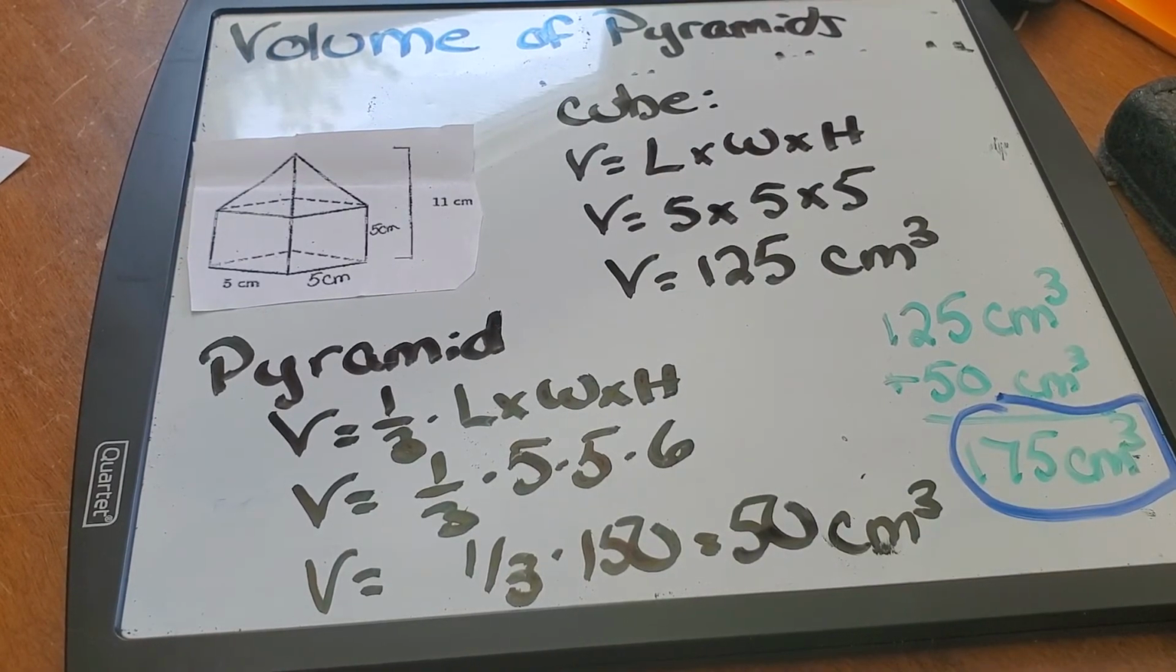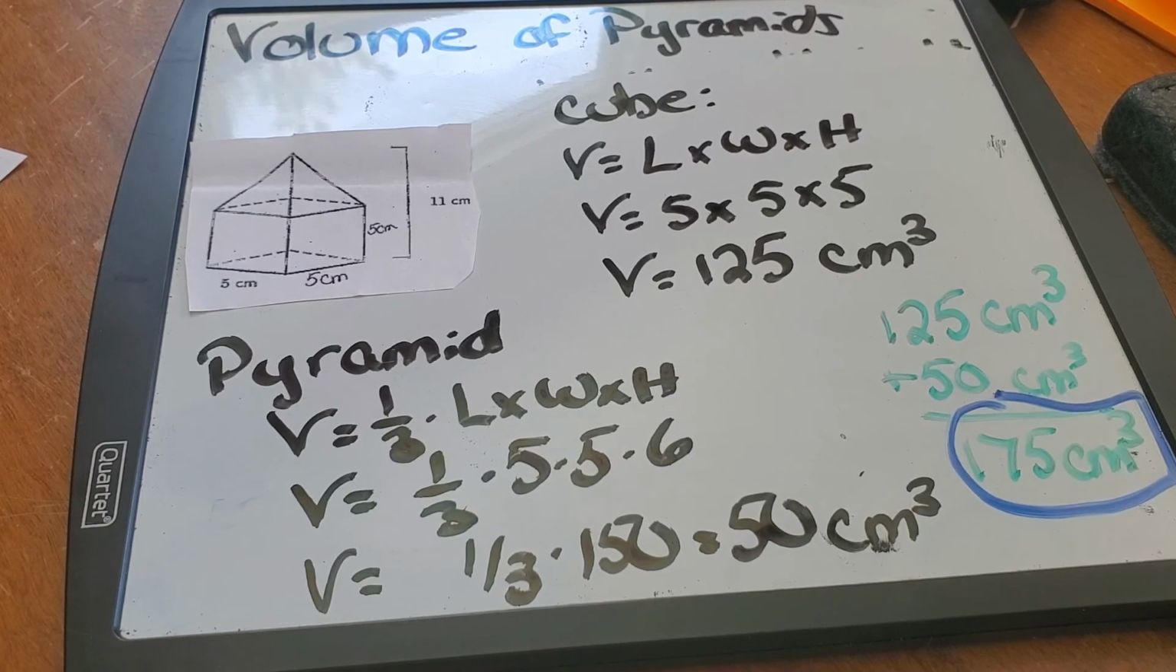Remember, for today's lesson, the important thing is the formula. Volume of a pyramid is 1/3 times the length times the width times the height. Make sure you have that written down.